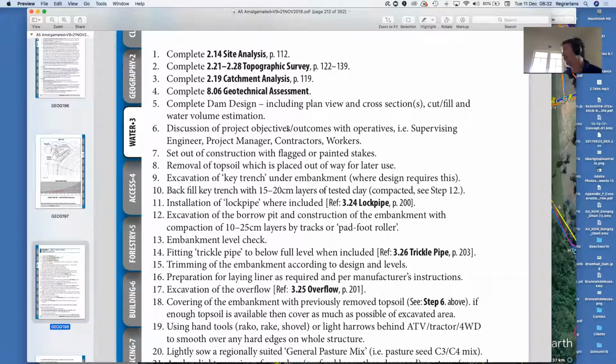Again, what are the prime causes of failure of small earth dams? Either the catchment's too small, or more regularly, it's because people haven't designed their spillway to be big enough.